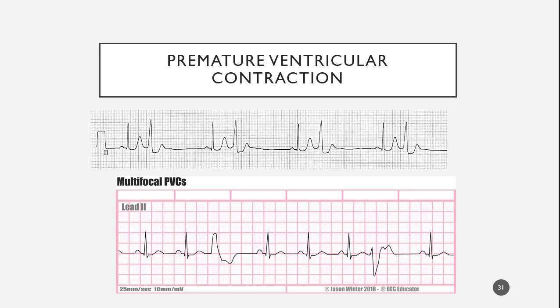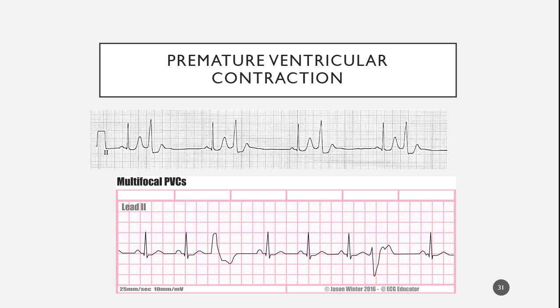So this is one of those times when we can see in the 6-second strip that we've got a pattern to our irregularity. It's still irregular, but there's a pattern. It's a repeating pattern. Okay? P waves. Some of them are there. Good answer. Some of them are there.